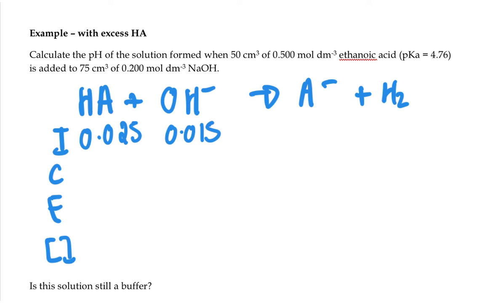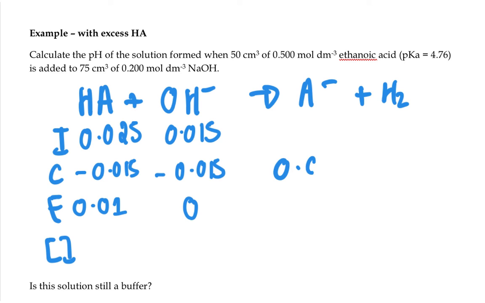So in this case, using n equals CV, I've found out that I've got 0.025 moles of my weak acid HA, and I've got 0.015 moles of my OH minus. And that's again really important. What that tells me is that I've got an excess of HA, so my OH minus is all going to get used up. 0.015 moles of my HA is going to get used up reacting with the OH minus, and I'm going to make 0.015 moles of A minus.